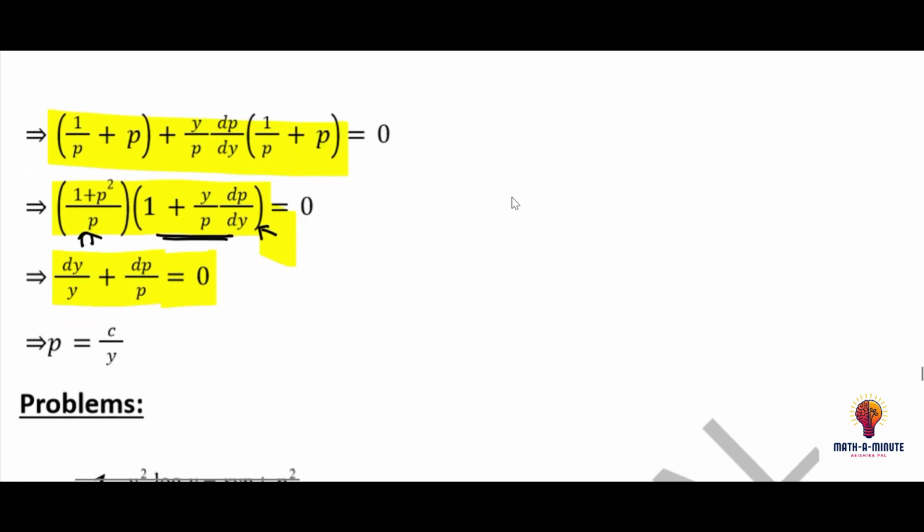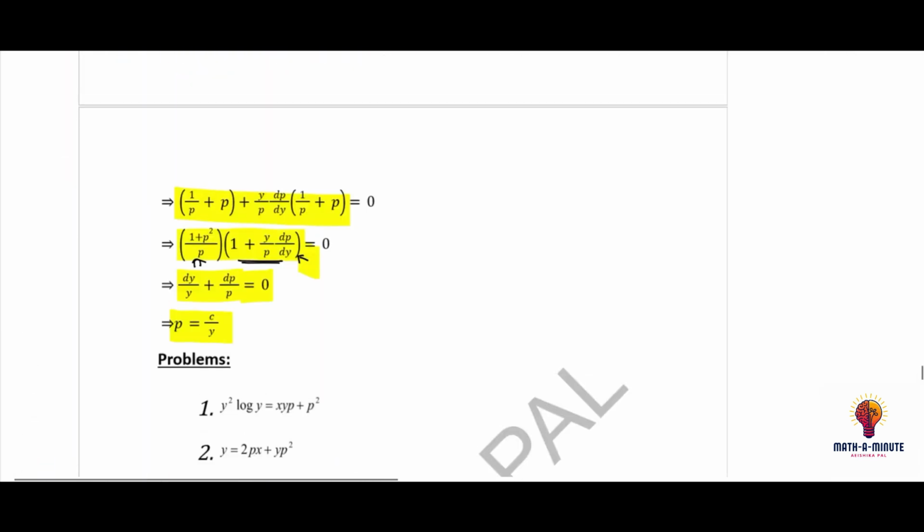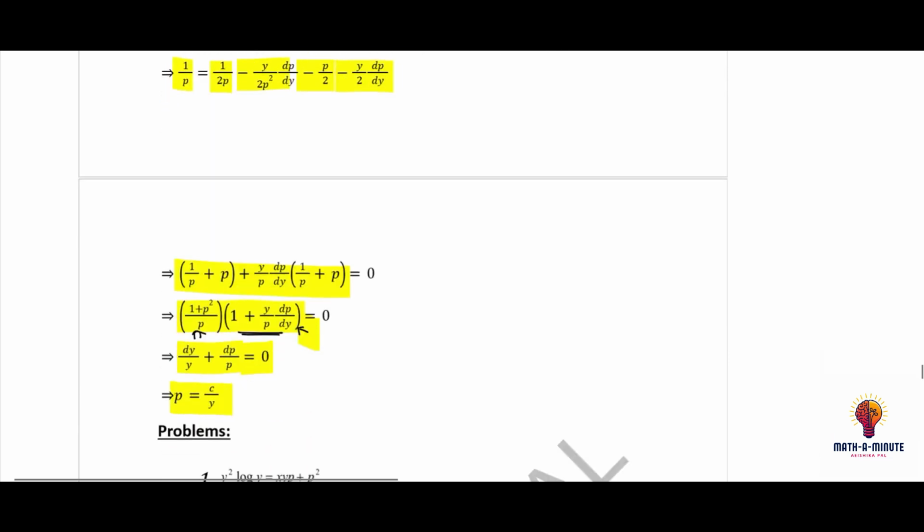So the value of p equals c by y. Okay, so now we know the value of p. P is c by y. Now in the given equation, let me check the equation. The given equation was y equals 2px plus y p square, so we can put the value of p here.